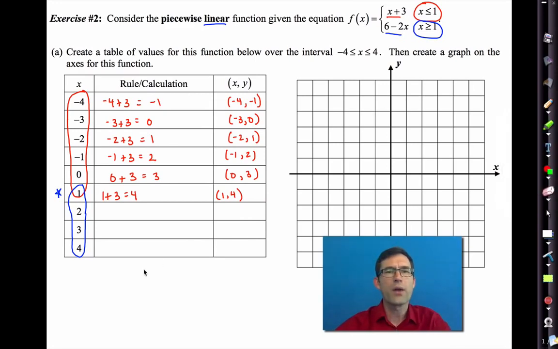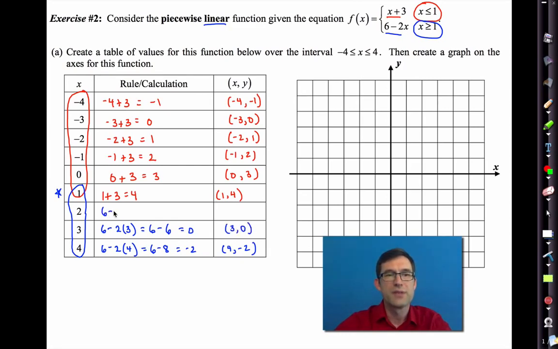If you don't mind, I'm going to kind of work this rule backwards because I want to leave that x equals 1 for last. All right, so remember, here we're going to do 6 minus 2 times the input. Now remember, that multiplication has to come first, right? So that's going to be 6 minus 8. And that's going to be negative 2. So we have the point 4 comma negative 2. Then we'll have 6 minus 2 times 3. Again, the multiplication has to come first. So 2 times 3 is 6. 6 minus 6 is 0.